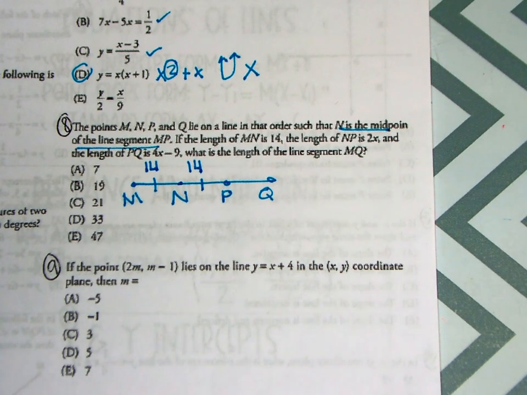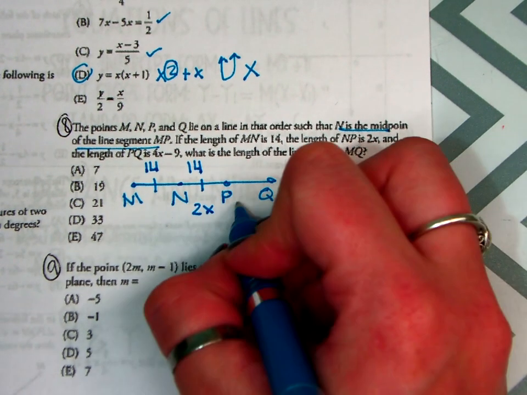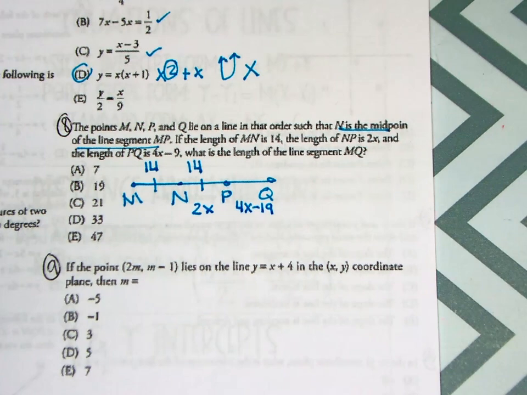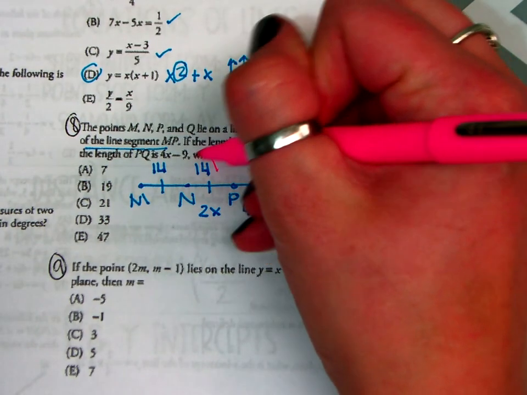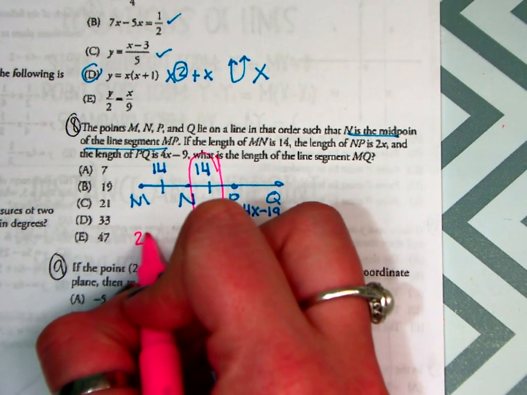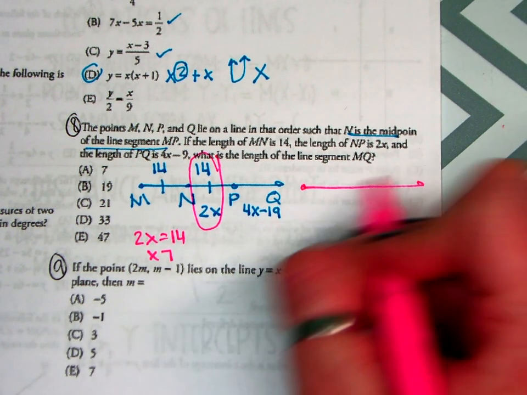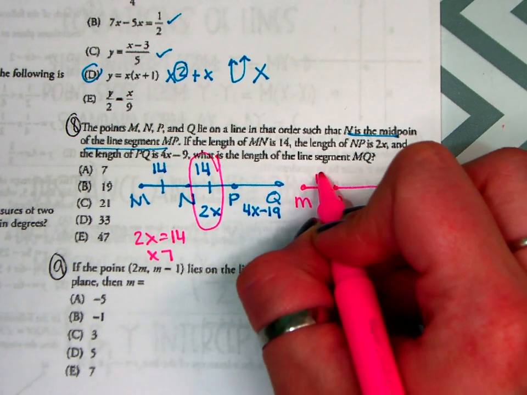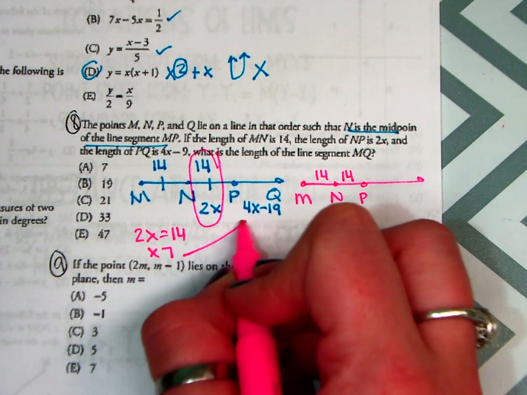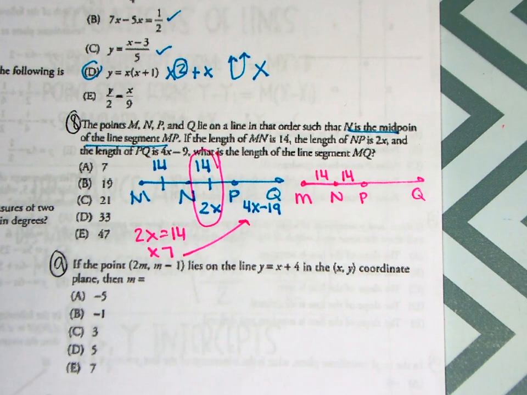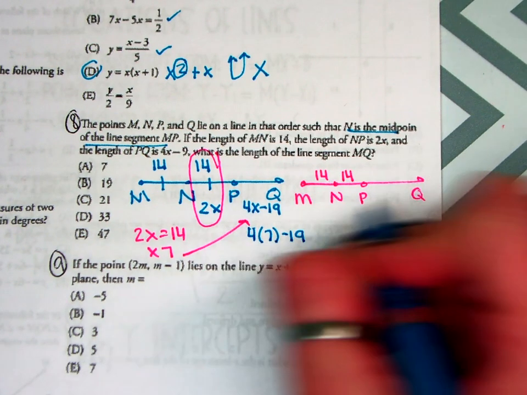The length of NP is 2x. And the length of PQ is 4x minus 19. How long is MQ? Well, in this problem, notice that NP is 14 and it's also 2x. So 2x has to equal 14, so x is 7. So when you're filling in your picture, M to N we know is 14. We know that point P is also 14. We know x is 7. So to find the rest of the length, you're going to do 4 times 7 minus 19.